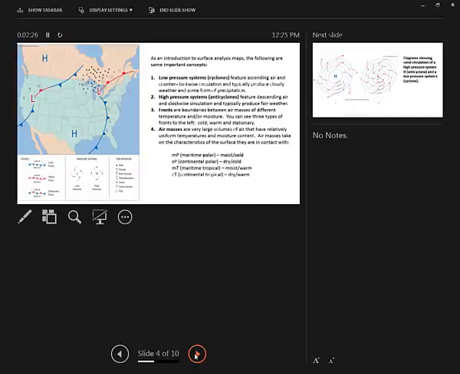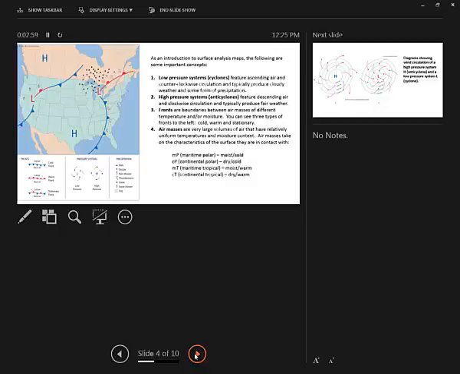Now, we're going to be looking at a lot of surface analysis maps throughout this course, and I just wanted to give you an introduction, and this is expanded upon in Chapter 1 in your textbook. But first of all, if you take a look at this real basic surface analysis over in the left corner here, first of all, take a look at the L's. The L's are low pressure systems, which we call cyclones, that have cyclonic circulation around them. Cyclonic circulation is counterclockwise wind movement.